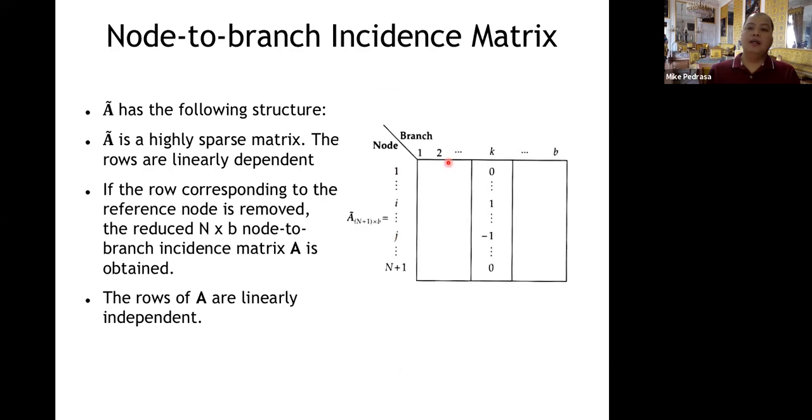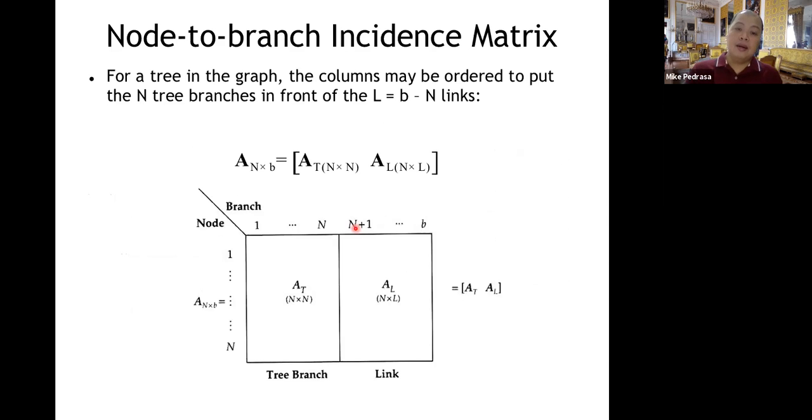Now, at this point, we see that the branches are arranged from 1 to B, according to the branch numbering. If we rearrange the columns such that the first n columns are the tree branches, and the next columns are the links, essentially we have the same matrix, we just rearrange the columns. The first columns are the tree branches, and the last columns correspond to the links. So that's how we construct the node to branch incidence matrix.